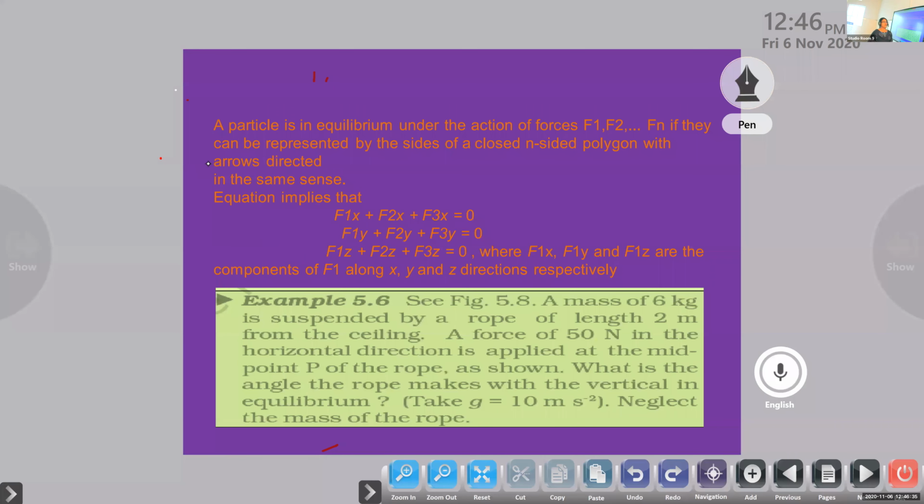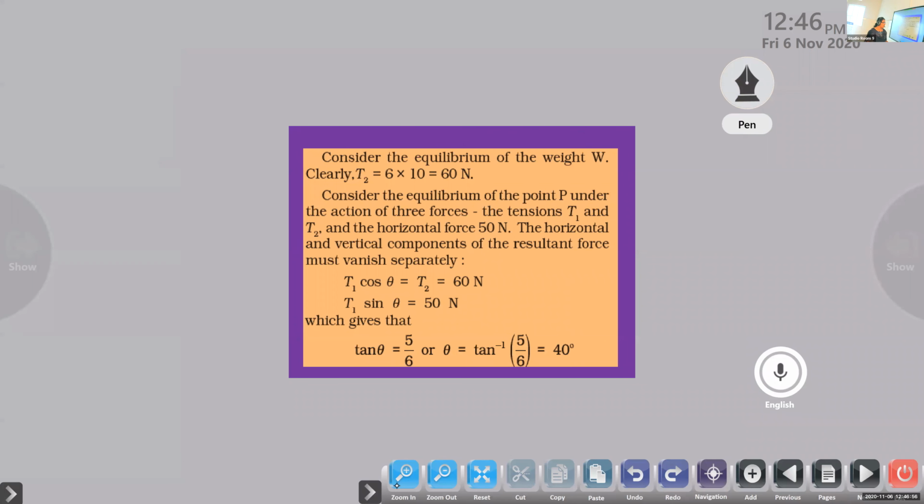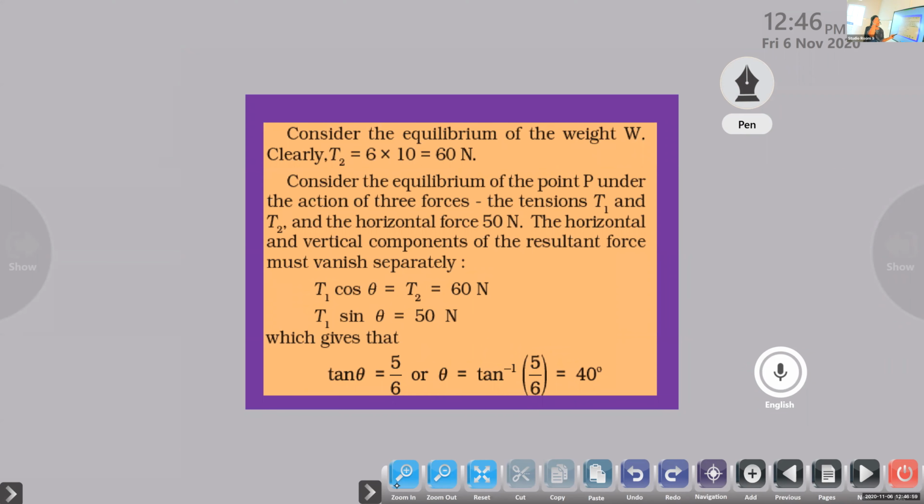Okay, so this is a question related to free body diagram. So we have to find out the angle theta. The question is, what is the angle the rope makes with the vertical in equilibrium? We take g equal to 10 meter per second square. So let us see the steps. First, we will write like this. Next steps you don't have to write. We have to resolve the components.